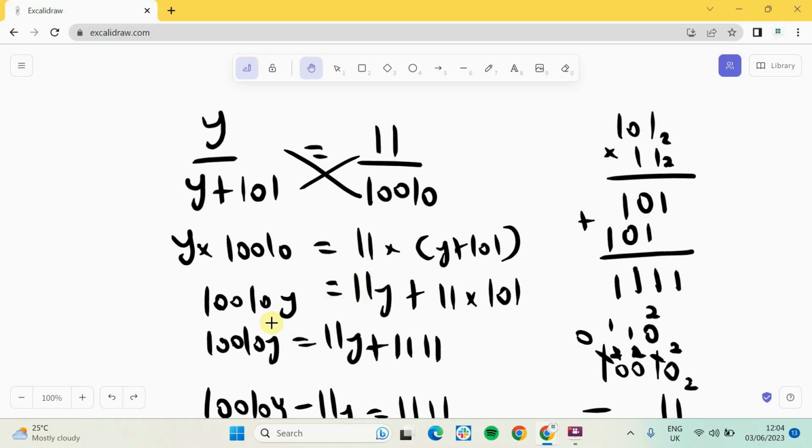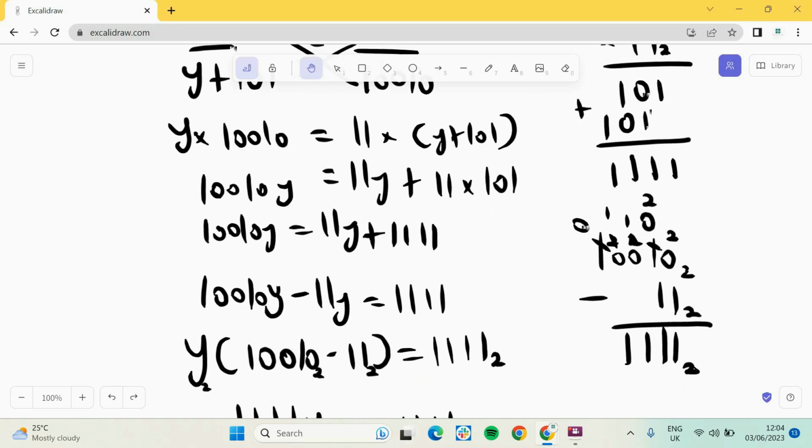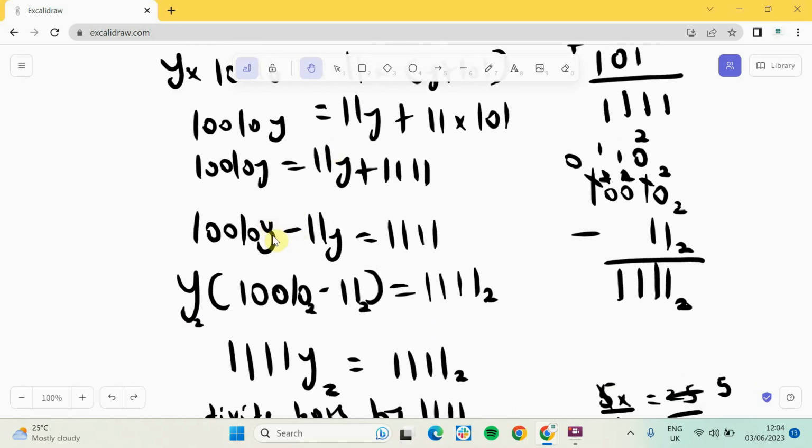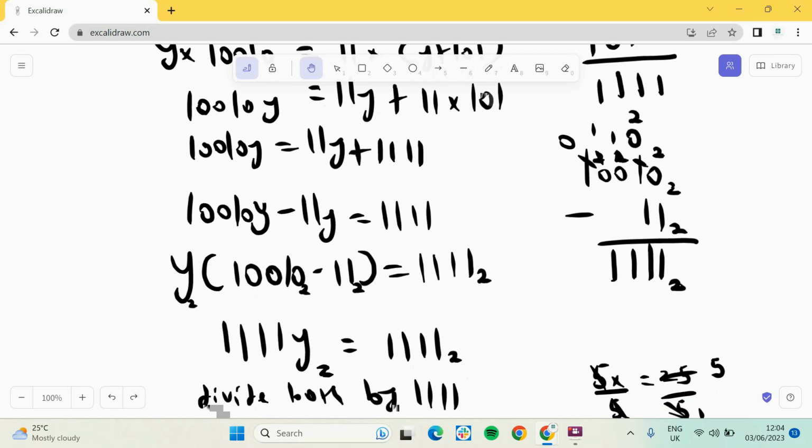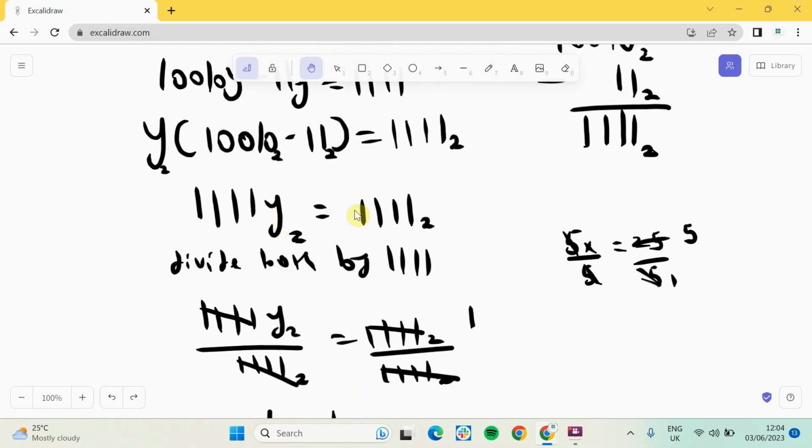We brought these guys to this side so that y can both be on the same side, right? After that, we factored out the y. When we factor out the y, we add this, and then we subtracted this guy. Then it gave us 1111y is equal to 1111. Since they have the same coefficient, we just divided both sides by 1111.